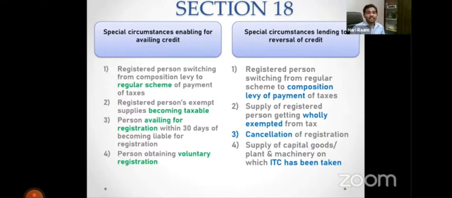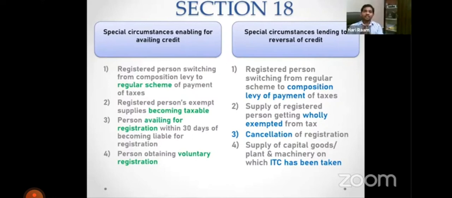Next, a registered person who till now made exempt supply is now becoming taxable. Third, persons availing registration within 30 days of becoming liable for registration. Here, till now I am not a registered person, and now my turnover has exceeded the limit as per Sections 22, 23, 24, so I must get registered mandatorily within 30 days from the date of becoming liable to get registered. And lastly, voluntary registration: any person who voluntarily gets registered. These 4 cases are dealt with in circumstance A, the special circumstance enabling the availing of credit.